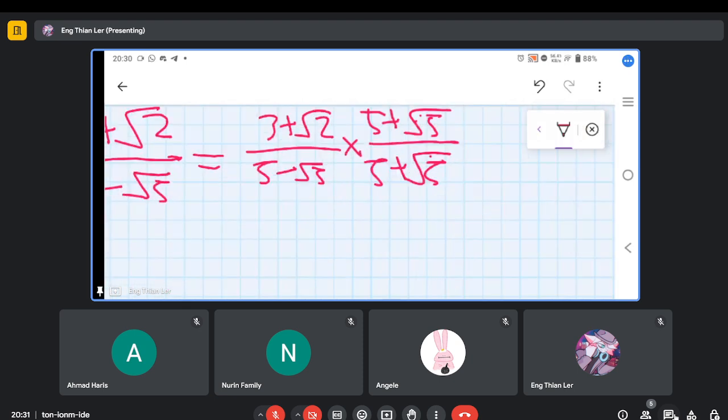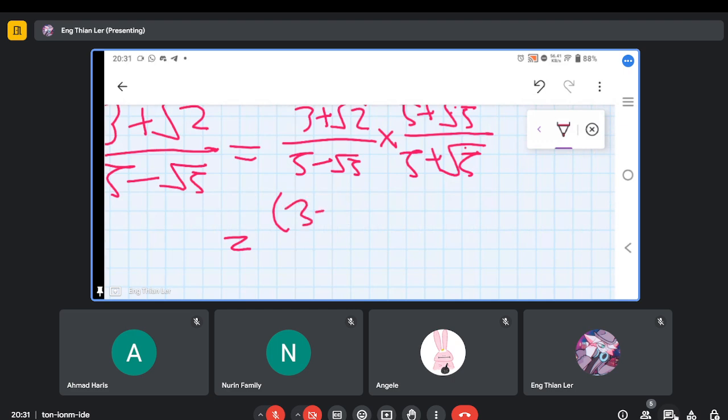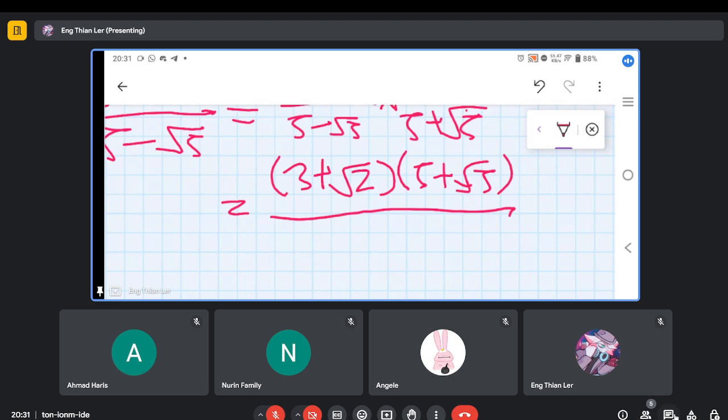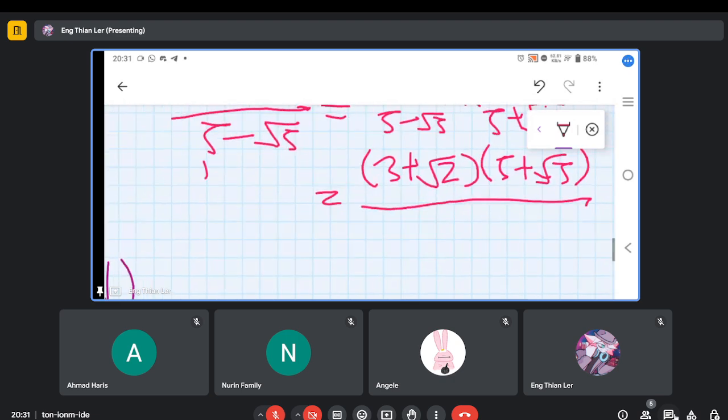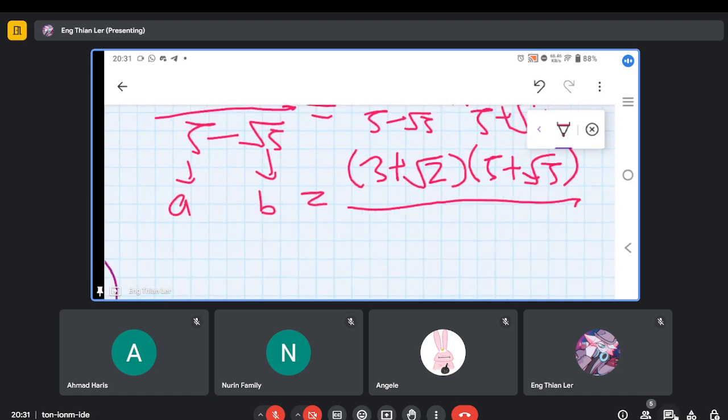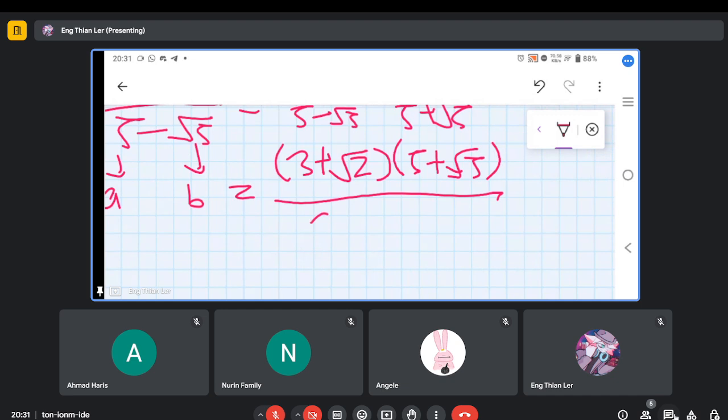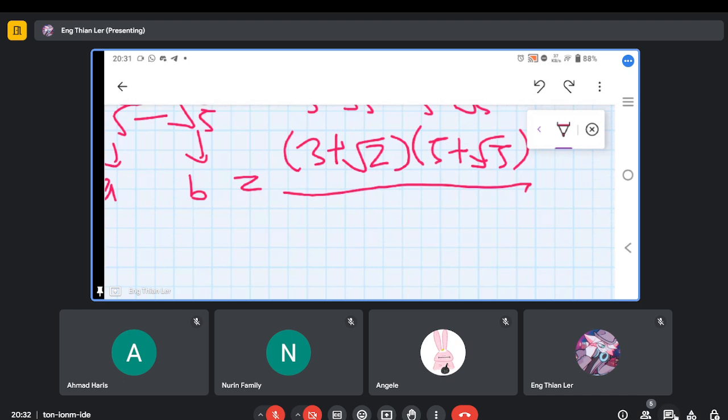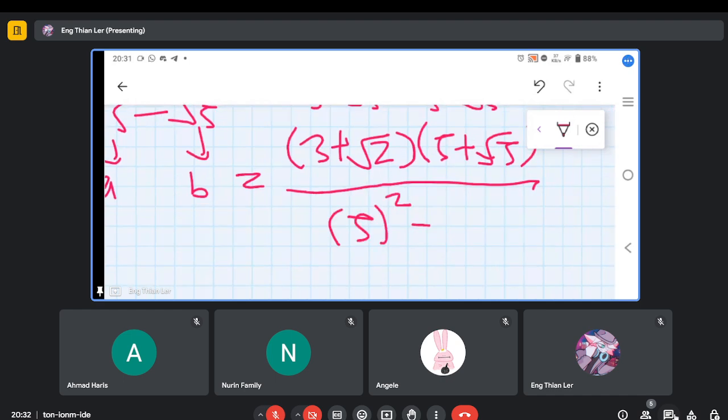So 3 plus sub 2 multiplied by 5 plus sub 5. And the bottom will be a square minus b square. What is a? This is the A. This is the B. A is 5, so A square is 25. And B square is sub 5 multiplied by sub 5, which is 5. But I'm going to write this out for better understanding.